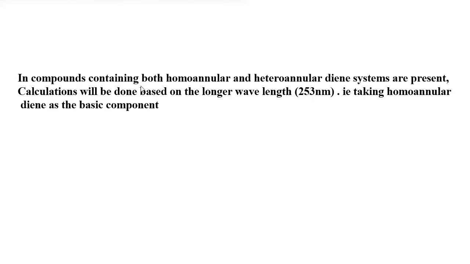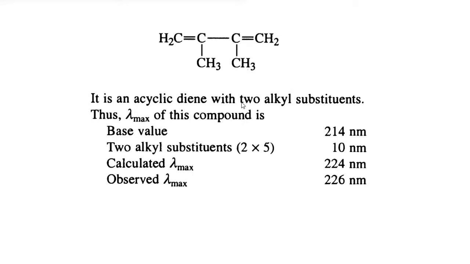Remember, in compounds containing both homoannular and heteroannular diene systems, calculations will be done based on the longer wavelength, that is 253 nanometer, by taking homoannular diene as the basic component. That means if we have a molecule containing both systems, we take the homoannular diene system as the basic component, with 253 nanometer as the base value. Now let us take some important examples for calculation of lambda max.